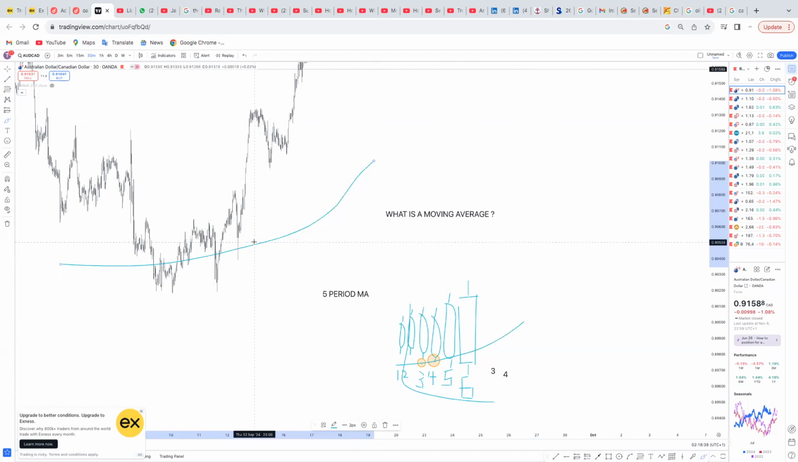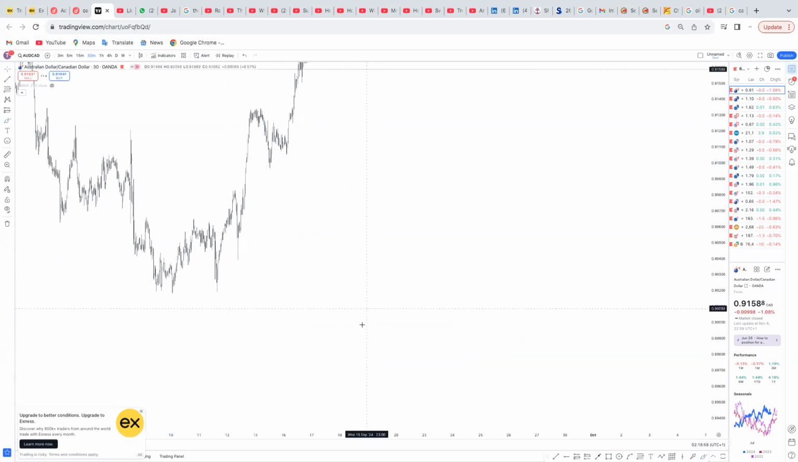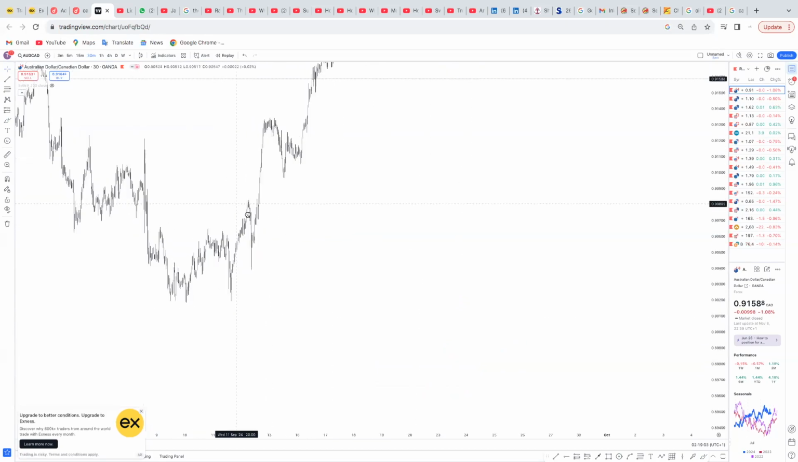the average price over an X number of periods. Our most common moving average used to determine market structure is 200. So I'm going to show you guys where you can find your moving average and how it's going to work for you.